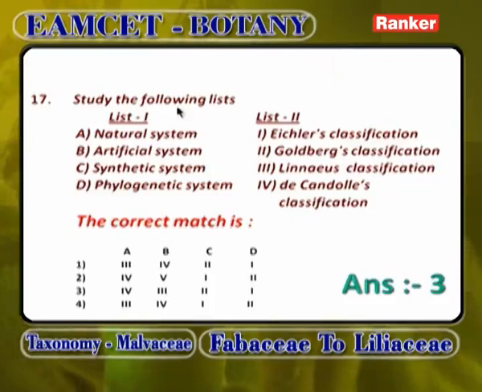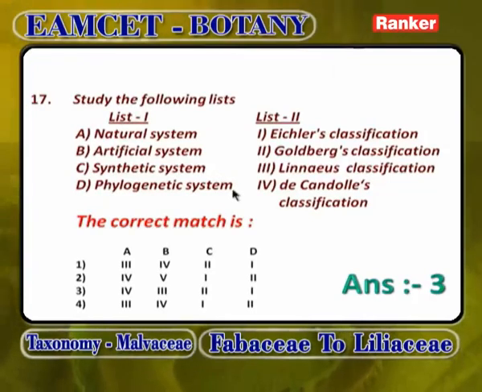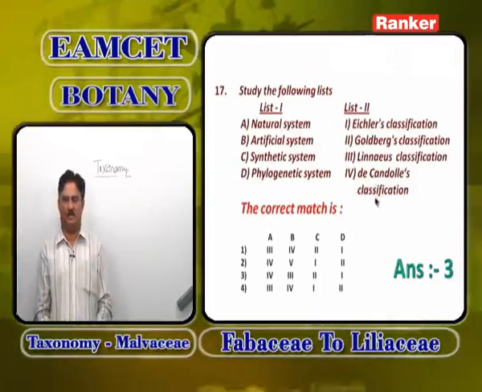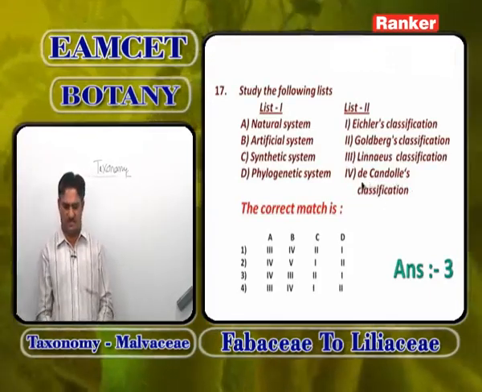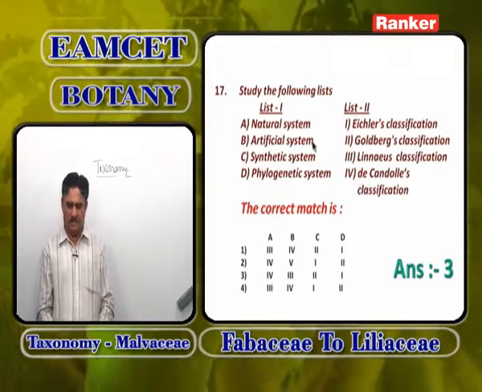Next, again a matching: natural system, artificial system, synthetic system, phylogenetic system. Natural system, this is answer A4. Natural system is proposed by the De Candolle system, because Bentham and Hooker completely followed the De Candolle system to classify the natural system classification. Artificial system.